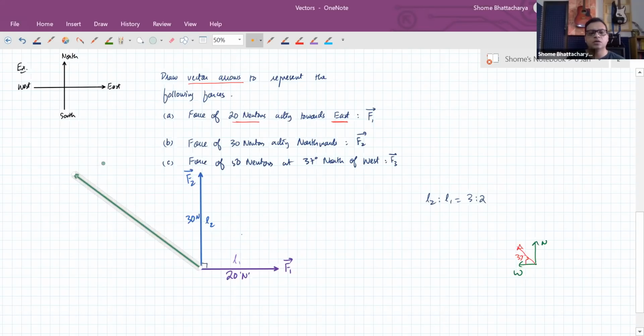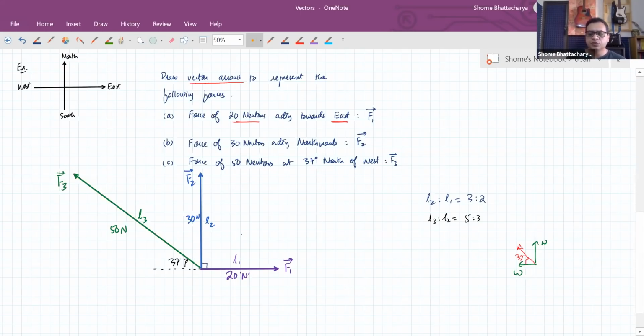And its length will be longer than these two, as you can see. So this is now 50 newtons. Length is L3. And make sure that we understand that the angle with this east-west axis is 37. It also means that this angle is 53, which is its complement, etc. Okay, and it also means that now L3 to L2, for example, is 5:3 in length. So this would be the representation of these vectors.